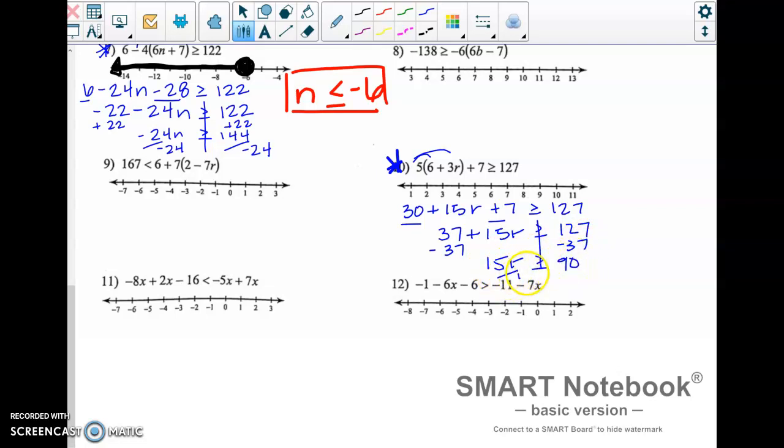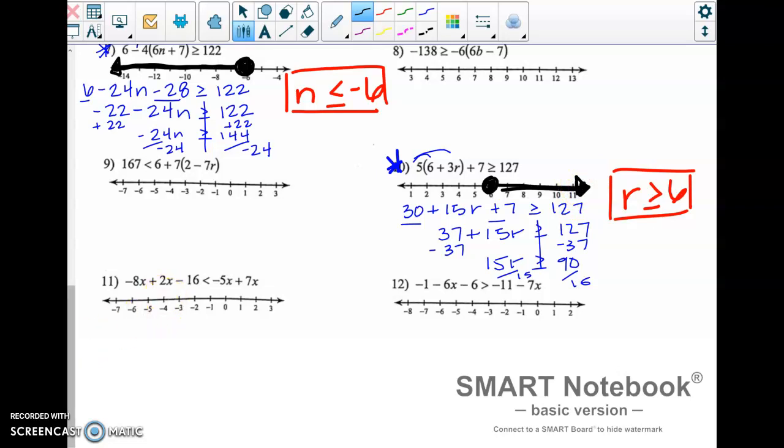To get R by itself, we're going to divide by 15, which leaves us with R is greater than or equal to 6. I did not have to flip the symbol because I did not multiply or divide by a negative. So for our graph, we would circle 6. We would shade it because it says greater than or equal to, and everything greater than that is to the right on the number line. Good job if you got that right.